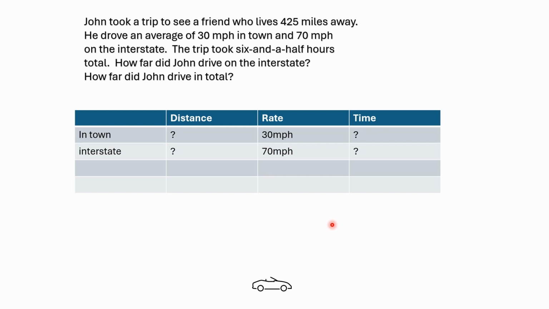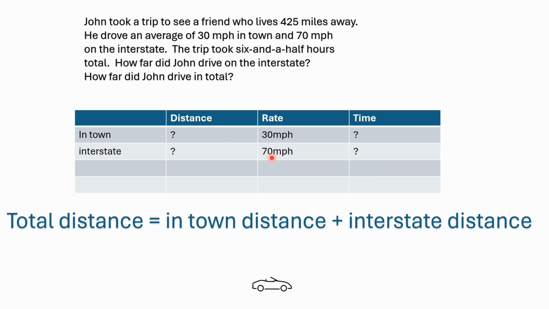Well, one way to look at this, we could create a table here. If you remember, distance is just the rate of travel times the time traveled. So distance equals rate times time. And if we look through the word problem, we know that in town he drove an average of 30 miles an hour, and on the interstate he drove an average of 70 miles per hour. So in this table where we could have distance, rate, and time, we could write in town and interstate. The rate in town, again, is 30 miles per hour. The rate on the interstate is 70 miles per hour, so we could fill that in there.